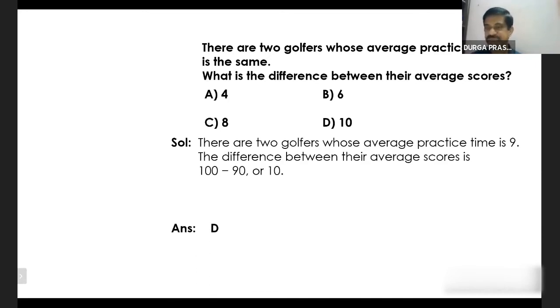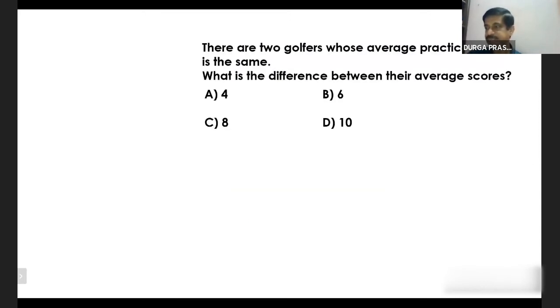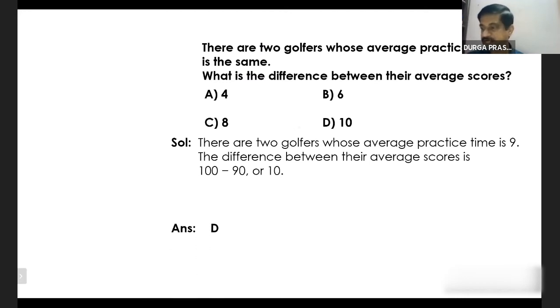So now let us see who all have the same practice time. The graph is not here, so let us go back to the graph to explain better. See, average practice time is the same. Look at this graph, this person and this person have the same average practice time. This person's average score is 90, and this person's average score is 100. So definitely the difference of their scores is 100 minus 90, which is 10. So option D satisfies. Good.